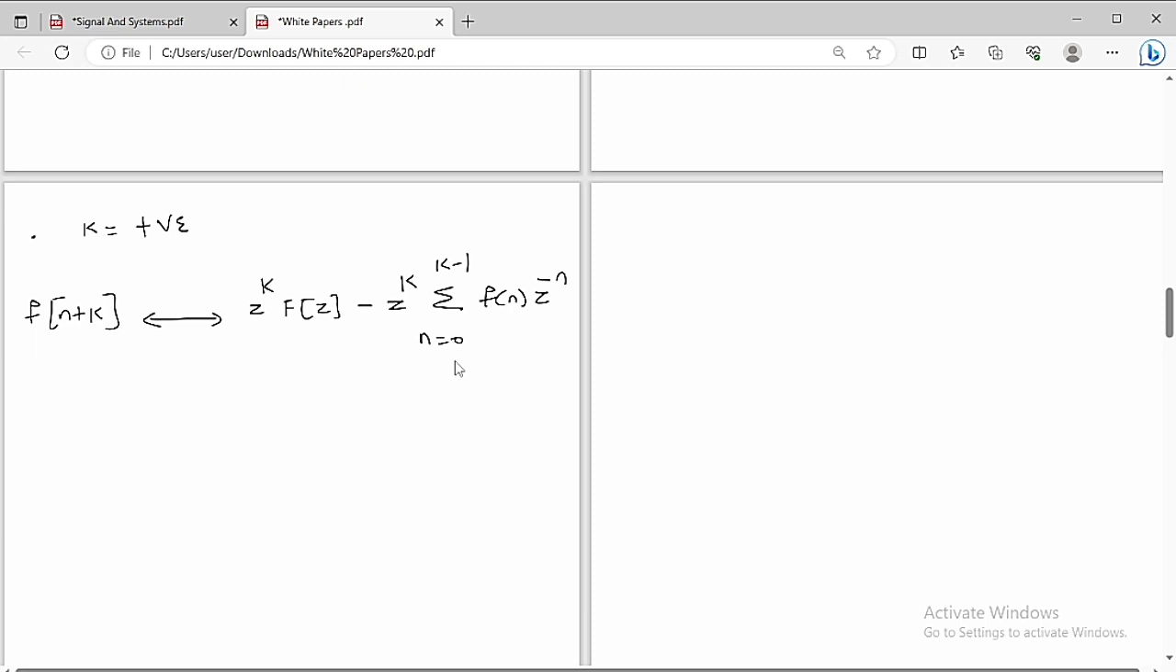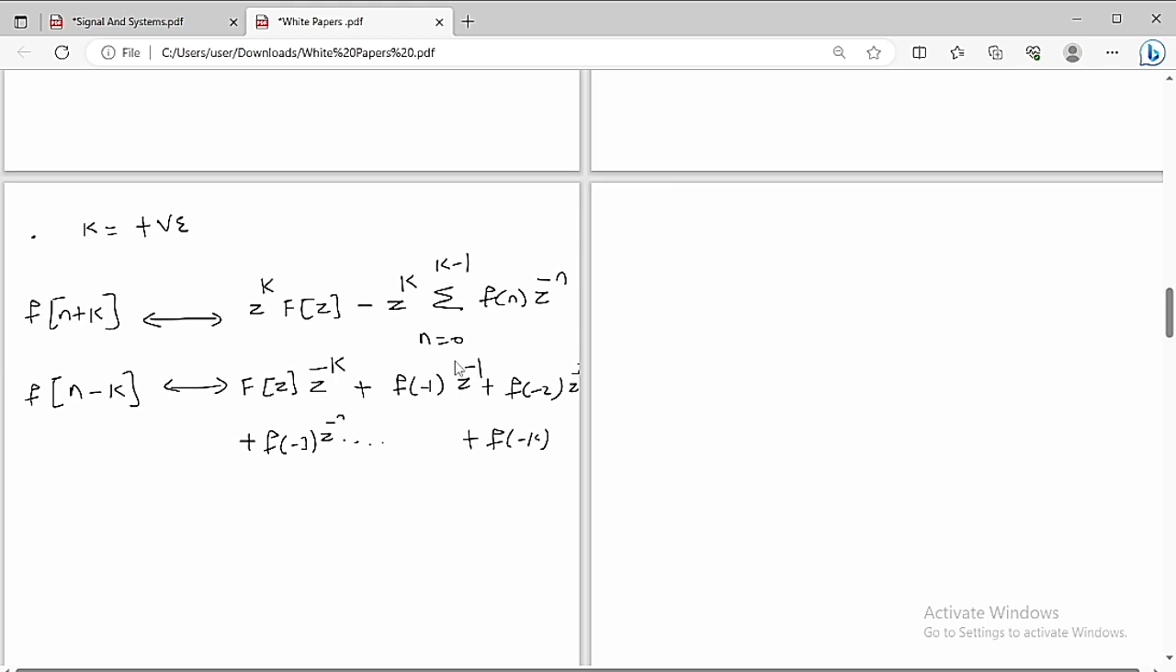Suppose k is negative. If k is negative means how? Suppose n minus k. Here k is positive. Here also k is positive. Then how to get this one? We have discussed that. If k is positive, then f of z into z to the power of minus k. Then comes f of minus 1, then f of minus 2, then f of minus 3, until you get f of minus k. So here minus 1 means here also minus 1. Here minus 2 means here also minus 2. Here minus 3 means here also minus 3. Like this. So finally, let me write all these formulas.